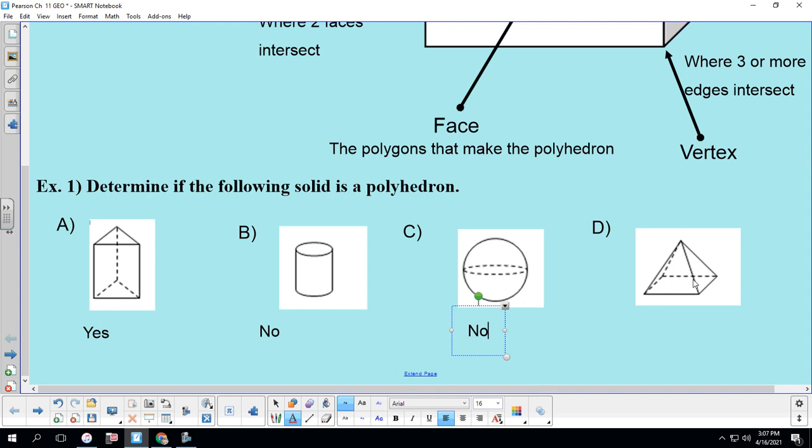Look at this little pyramid guy here. We got a square on the bottom, triangles on each side. All those items are polygons, so this guy is a yes.